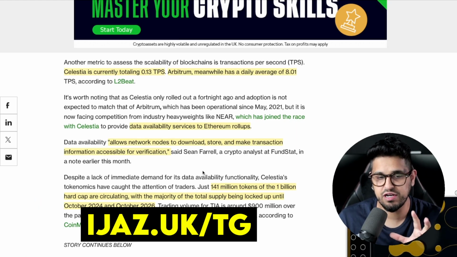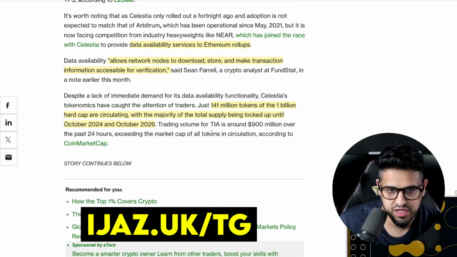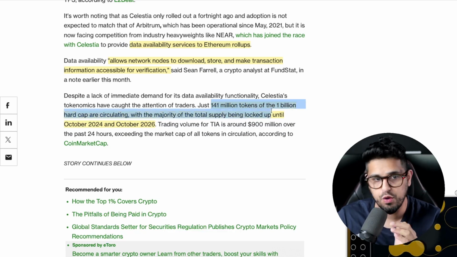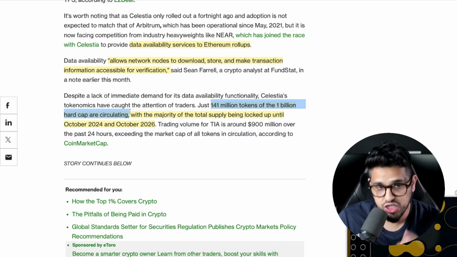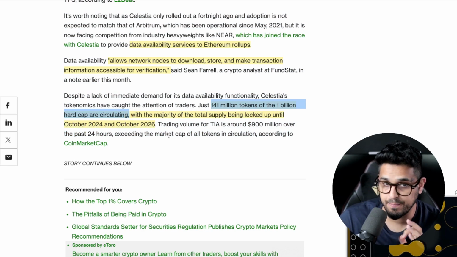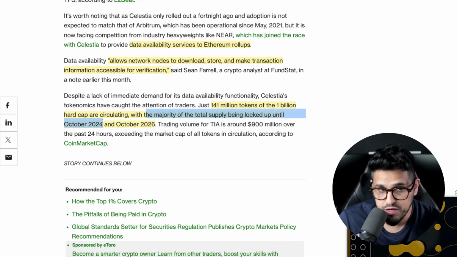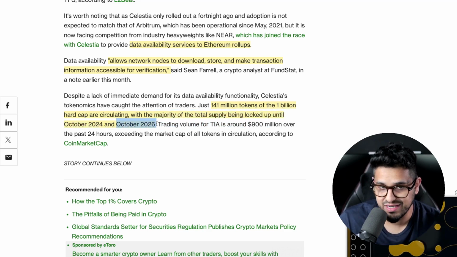So this is something really, really important for us to understand. The other thing we need to understand is just 141 million tokens of the 1 billion hard cap are circulating, okay? Very, very important, with the majority of the total supply being locked up until October 24 and October 26.